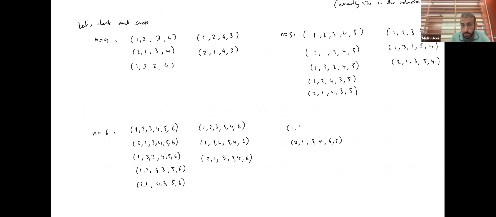1, 2, 3, 4, 6, 5, right? 2, 1, 3, 4, 6, 5. 1, 3, 2, 4, 6, 5. 1, 2, 4, 3, 6, 5. 2, 1, 4, 3, 6, 5. So these are the 13 permutations. Look at them. Do you see any pattern?